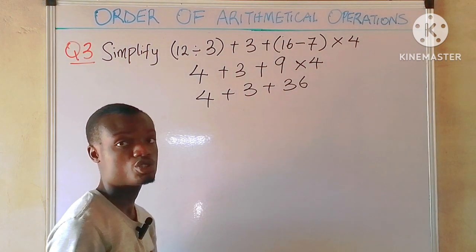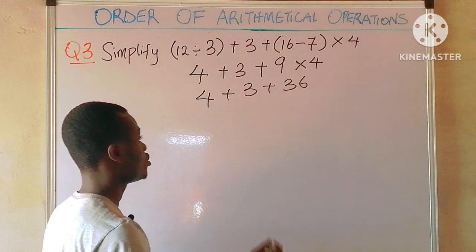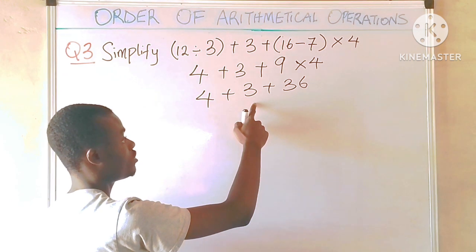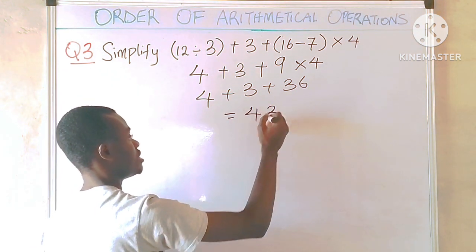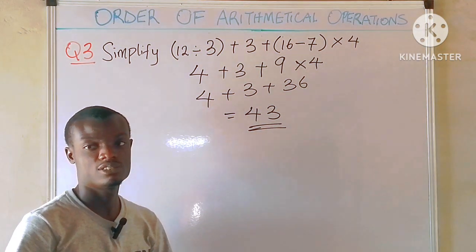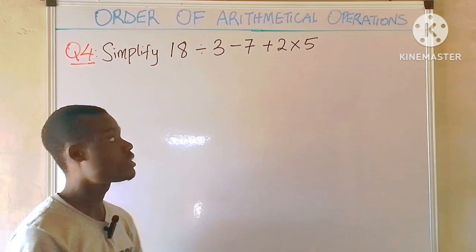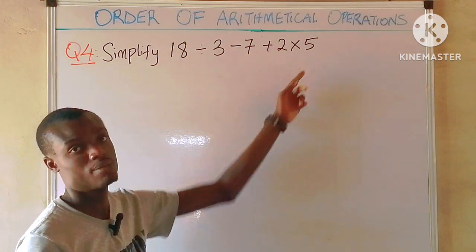Then after multiplication, we can now move to addition. So simply add up everything on this column. So 4 plus 3 will give us 7. And 7 plus 36 will give us 43. So our final answer in this question becomes 43. So in our last question, we are told to simplify 18 divided by 3 minus 7 plus 2 times 5.